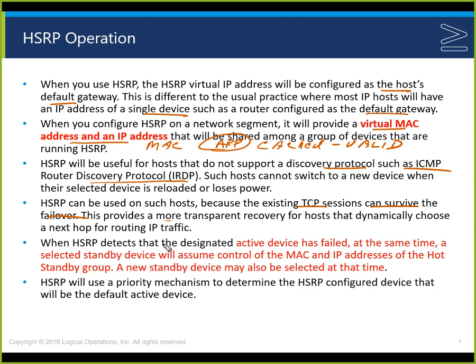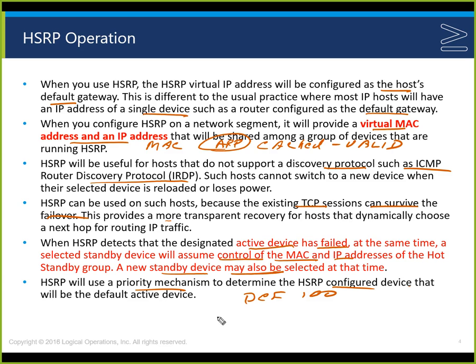It provides a more transparent recovery for the host. When it detects that the designated active device has failed, at the same time a selected standby will assume control of the MAC and IP of the HSRP group. A new standby device may be selected at that time if there is another device running, the one that's just sitting there idling, waiting to be picked to do something. It uses a priority mechanism, I guess like a third-string quarterback, to determine the configured device. The priority default is 100.